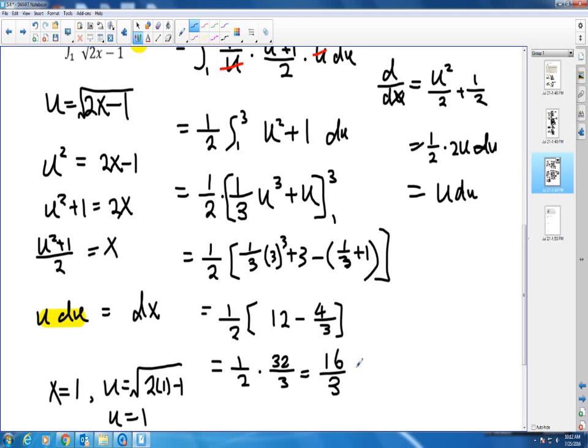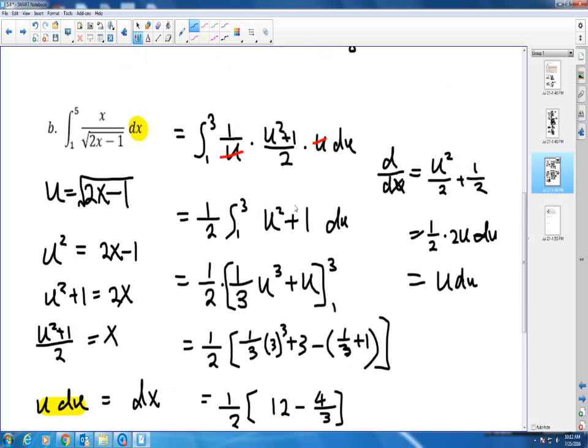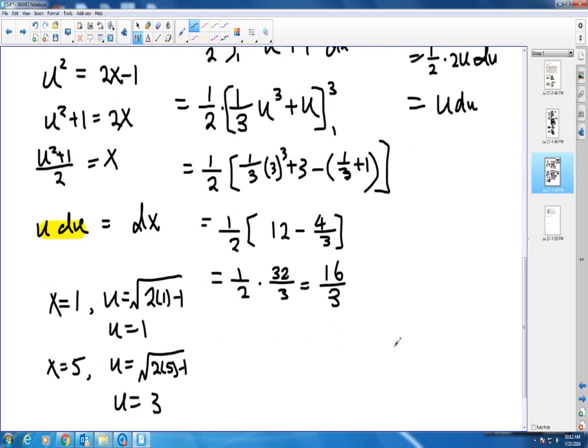That's my answer. So I went a different route, evaluating from the perspective of u instead of x. Okay. So that's a different way to deal with these problems.